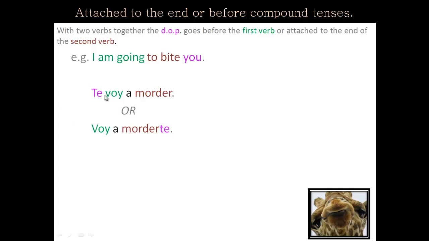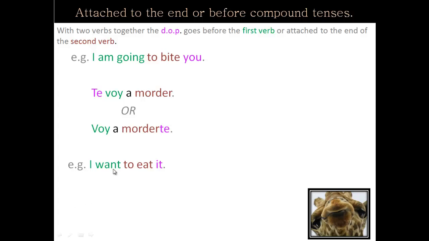The important thing to note is it's not voy te a morder. Look, the te doesn't split up these two verbs. They stay together like best buds. So you can either stick it at the beginning or stick it at the end. If you stick it at the end, you have to attach it to the infinitive. So te voy a morder, I'm going to bite you, or voy a morderte, I'm going to bite you. Either way is fine.